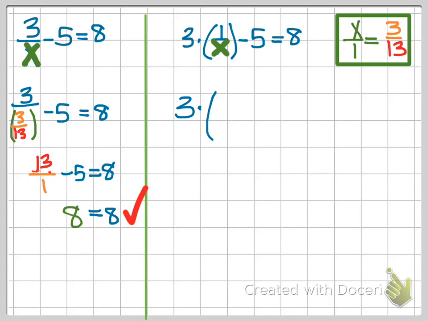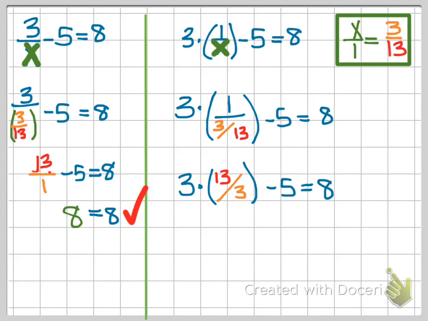On the other side, same equation, different way that we expressed it, I'm going to replace my value for x. 3 times the quantity, 1 divided by 3/13, taking away 5 positives is equal to 8. I'm going to simplify my inverse and see that 1 over 3/13 is actually 13/3, and 3 times 13/3, take away 5 positives, is equal to 8.